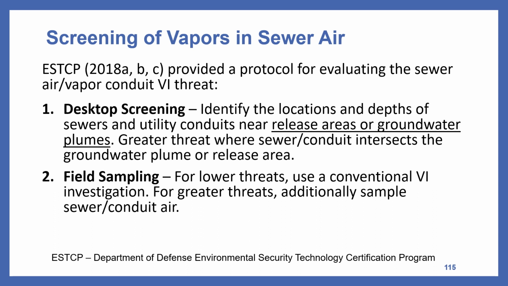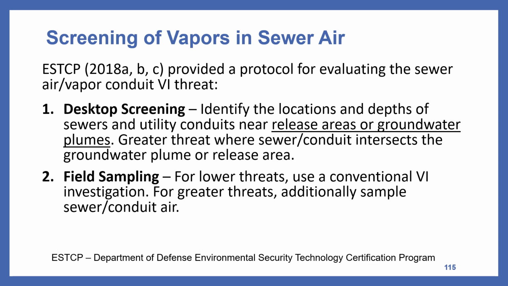It starts with a desktop screening, which includes collecting and reviewing maps and drawings, identifying the locations and depths of sewers and utility conduits near release areas or groundwater plumes. For situations where those two intersect, that represents a greater threat for this pathway to be active.